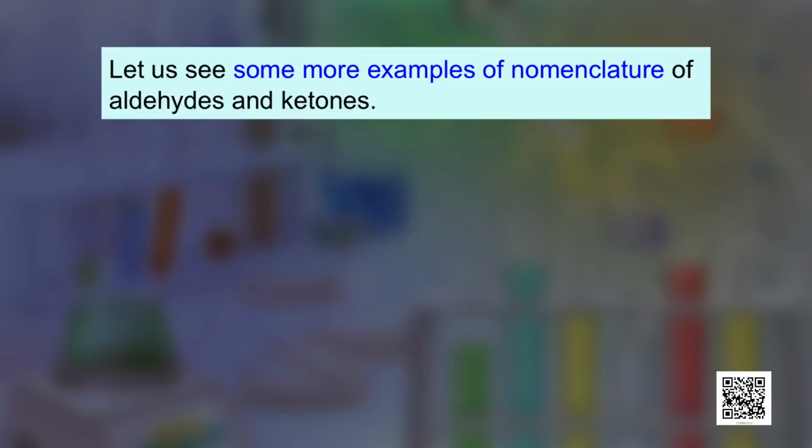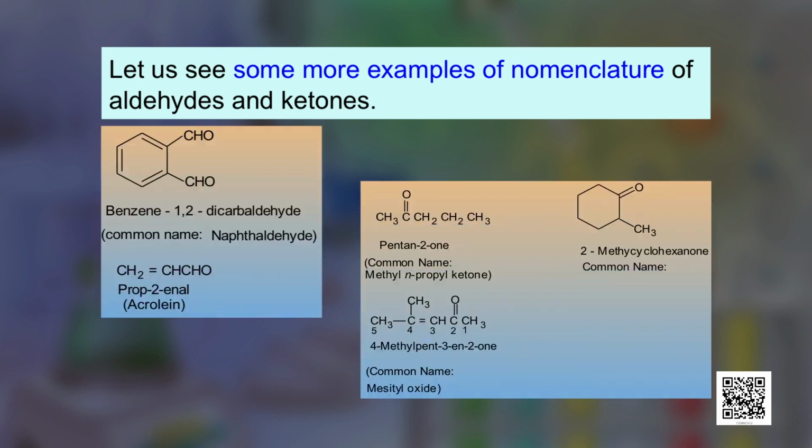Let us see some more examples of nomenclature of aldehydes and ketones whose structures are given here. Now, here you can see that this contains 2 CHO groups, and accordingly the name is given. Similarly, you can browse these more structures given as examples of this nomenclature.